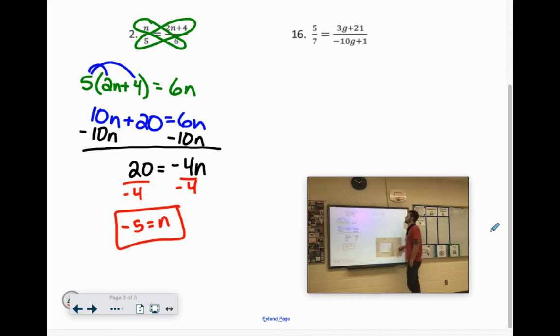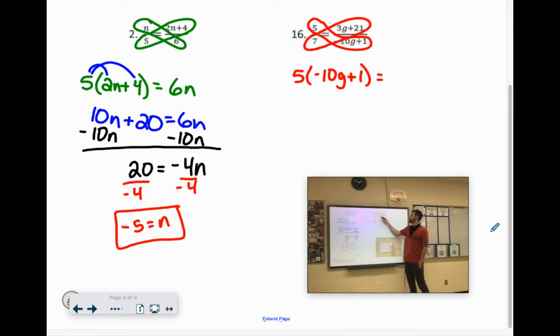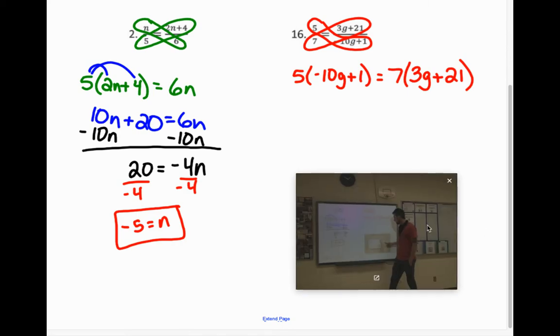Awesome. Okay, we got the same thing. So we're going to be doing 5 times this stuff. I'm going to set it up like distribution. 5 parentheses negative 10g plus 1 equals 7 times 3g plus 21. Okay, I'm going to move over for a minute.